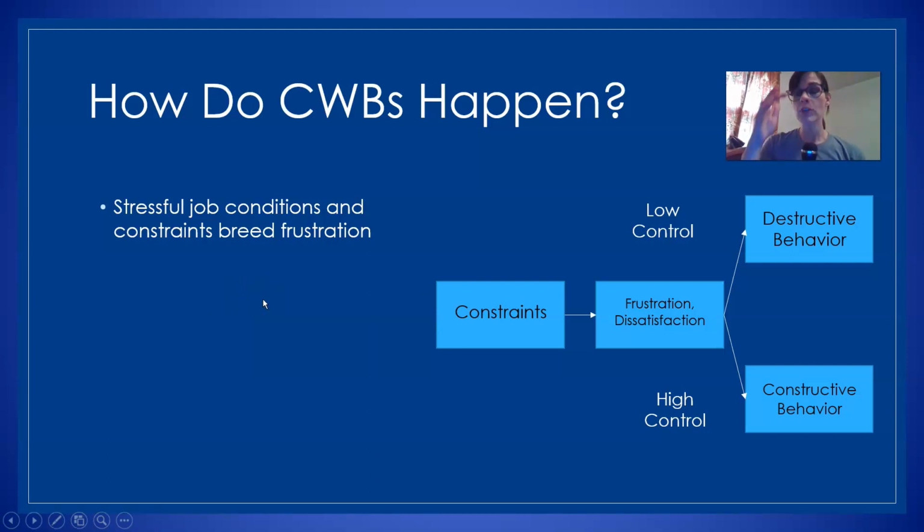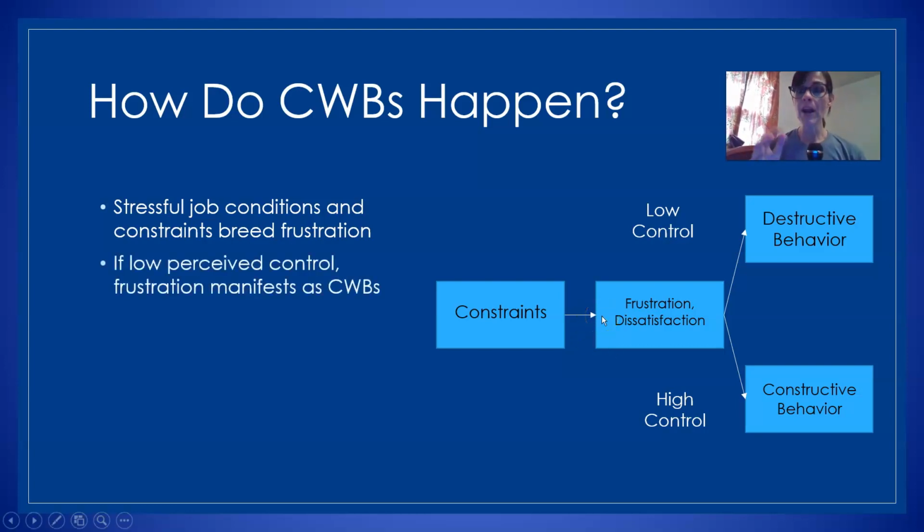And additionally, if you're under stress, that is going to create frustration and dissatisfaction. Now, here's the thing about frustration. It can be an antecedent to really bad things. It can also be an antecedent to really good things. But remember how we talked about perceived control? How much control do you think you have over this situation? If you feel like you don't have a lot of control over this situation, frustration is going to manifest itself as these counterproductive work behaviors. You're going to see destructive behaviors.